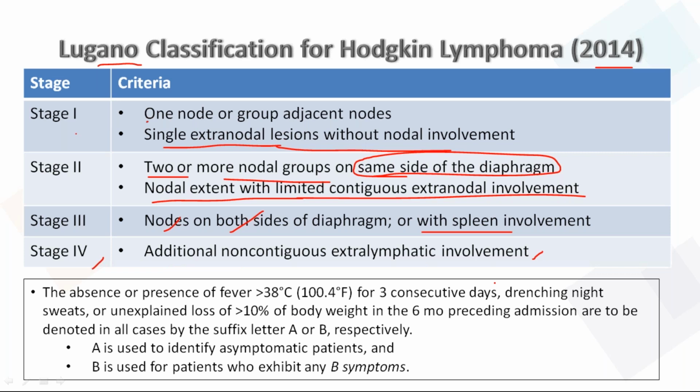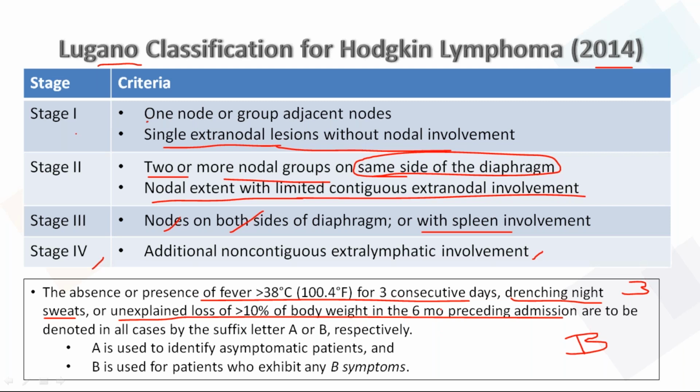Again, I told you the B symptoms. What are the B symptoms? First, fever of more than 38 degrees centigrade or 100.4 on 3 consecutive days. Second, drenching night sweats. And third, unexplained loss of weight of more than 10% in the 6 months preceding admission. So these 3 are called B symptoms.